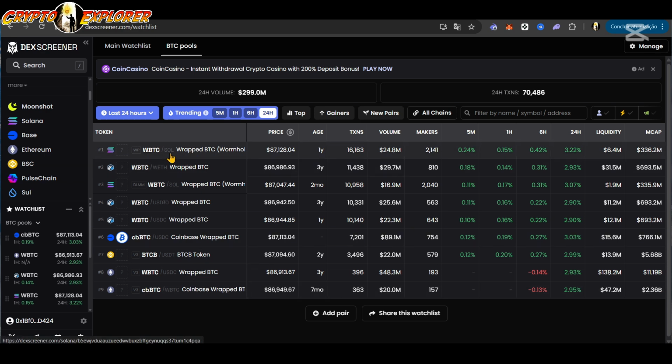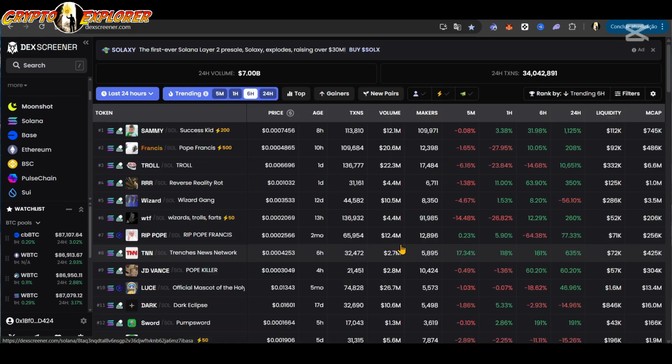They will be made from different Bitcoin derivatives. Most of them will be wrapped Bitcoin, but there are others like Coinbase Bitcoin. This is specifically on Base chain. BTCB, this is specifically on the Binance Smart Chain. So let's go back here on DEX Screener and see how you can set up filters to show the more reliable Bitcoin liquidity pools.